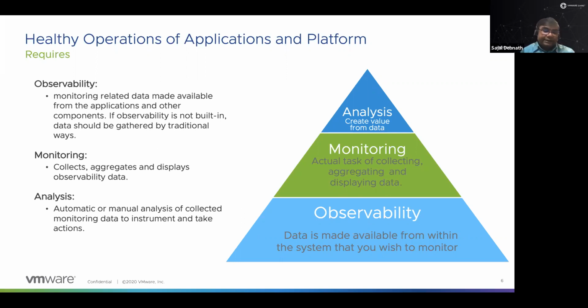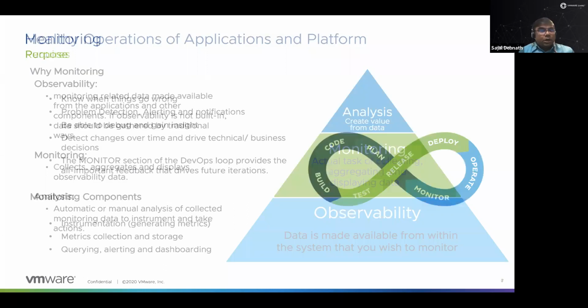The second thing is the actual task of data collection. You get the data, aggregate it, and then display that data. When you have that display, you run analytics on top of it. You make something out of that data. You create value out of that data. Information is generated from that data. So these are the three pillars, or three areas, that need to be fulfilled in order for us to monitor an environment.